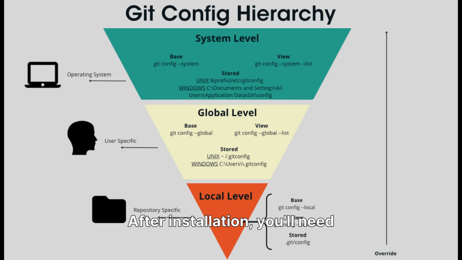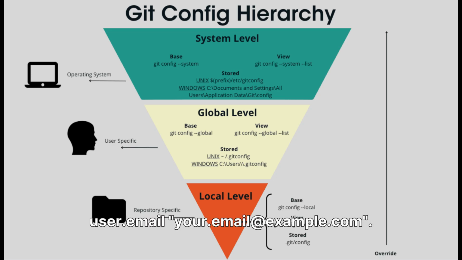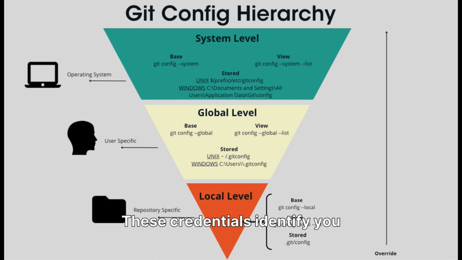After installation, you'll need to configure your username and email. Open your command prompt or terminal and use these commands: git config --global user.name "your name", and git config --global user.email "email@example.com". These credentials identify you as the author of your commits, which is vital for tracking contributions in collaborative environments.